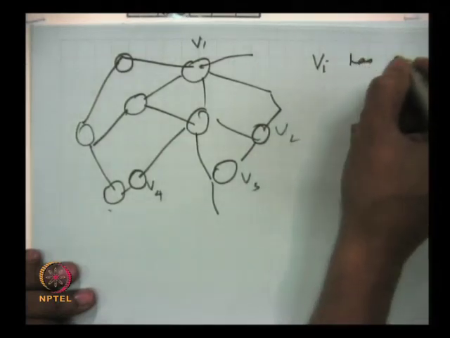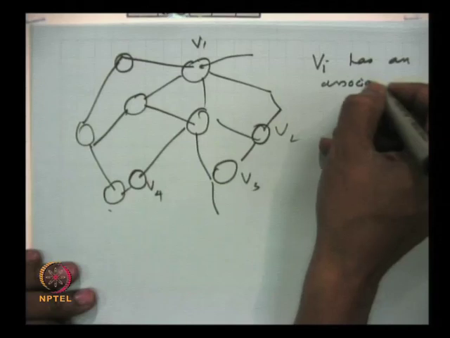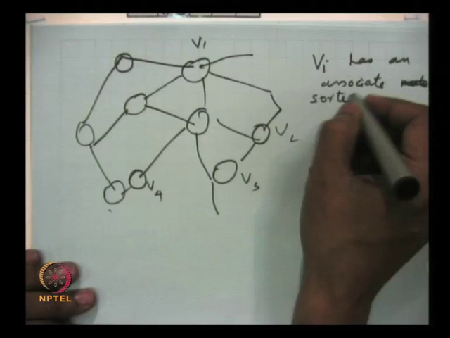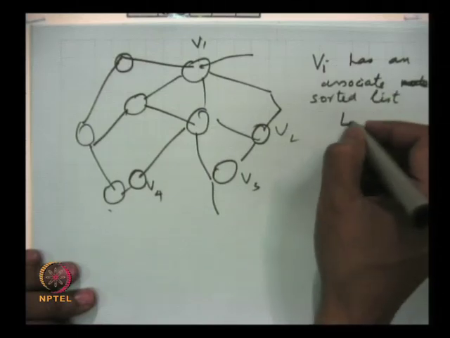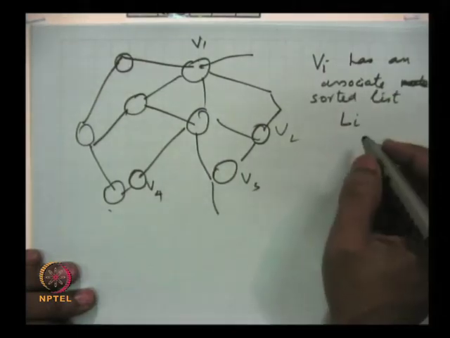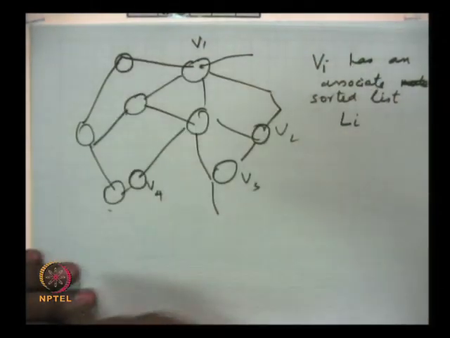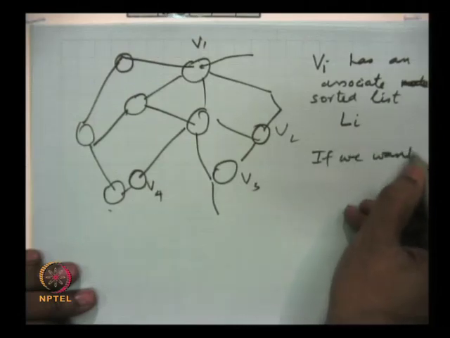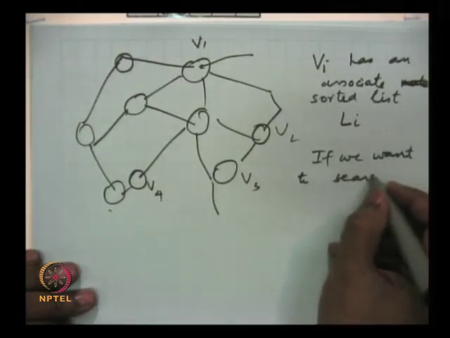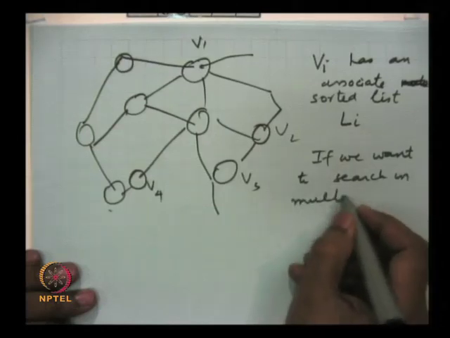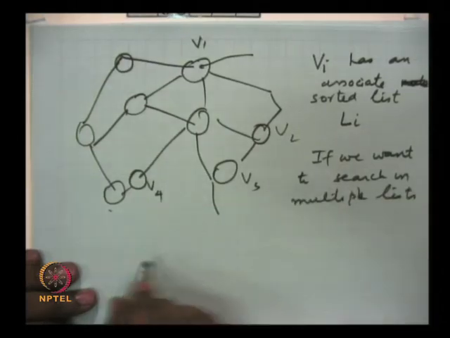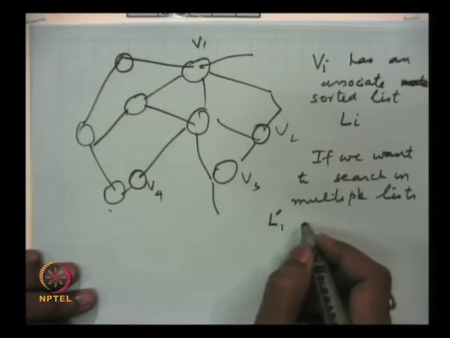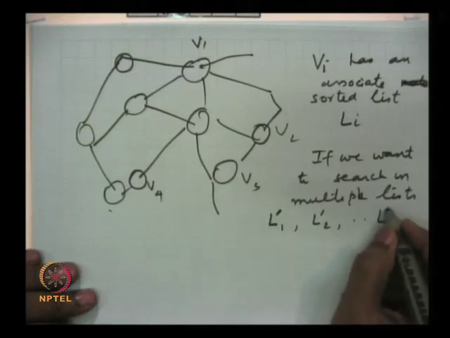So, Vi has an associated sorted list, call it delta i. In this structure, if you want to search in multiple lists, let us call them L prime 1, L prime 2, up to L prime k.